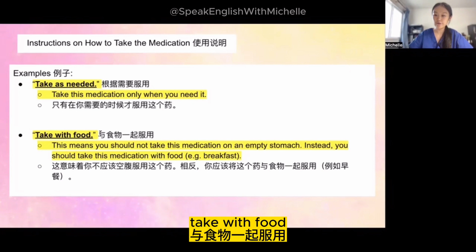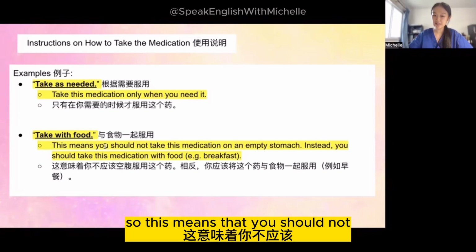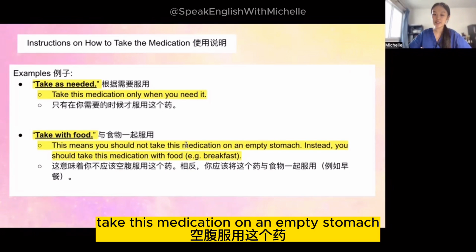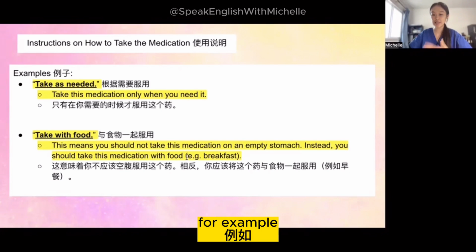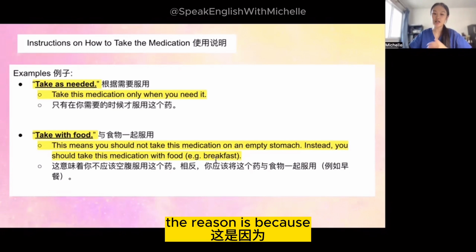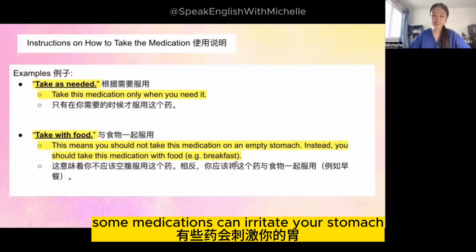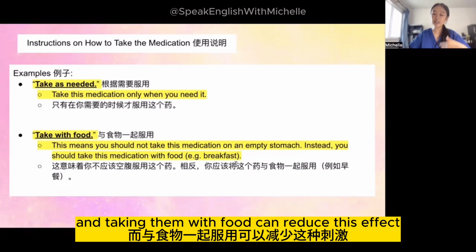Take with food. So this means that you should not take this medication on an empty stomach. Instead, you should take this medication with food, for example, with breakfast. The reason is because some medications can irritate your stomach, and taking them with food can reduce this effect.